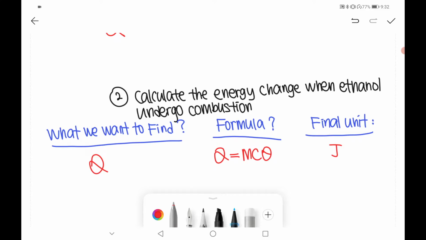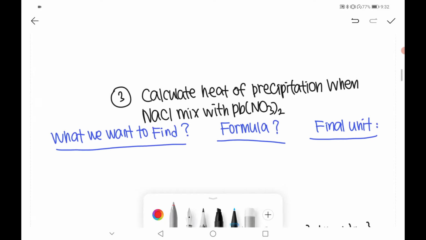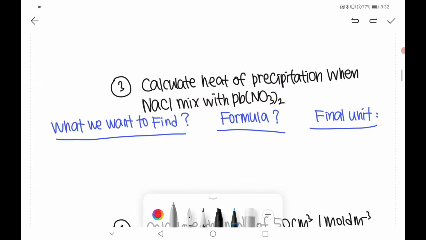We go on a little bit more. Look at question number 3. It asks us to calculate the heat of precipitation when NaCl is mixed with Pb(NO3)2. What is the keyword here? Heat of. When you see heat of, like heat of neutralization, heat of displacement, heat of combustion, you are looking for delta H.